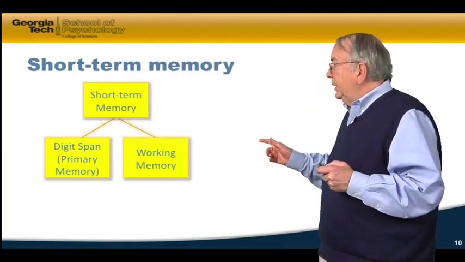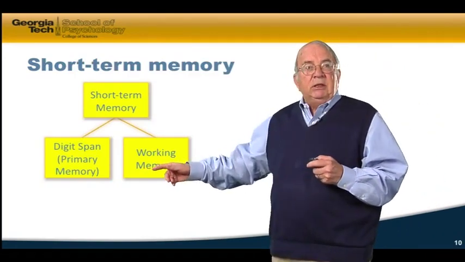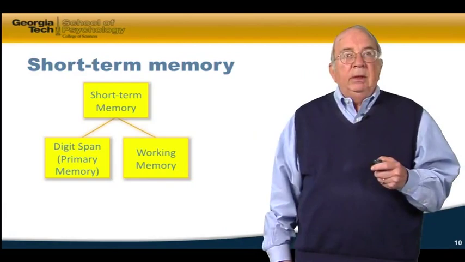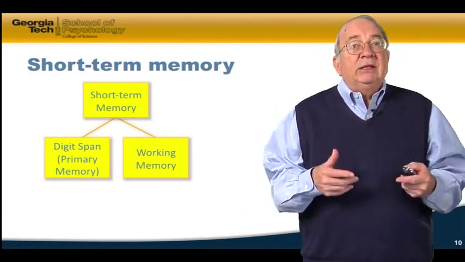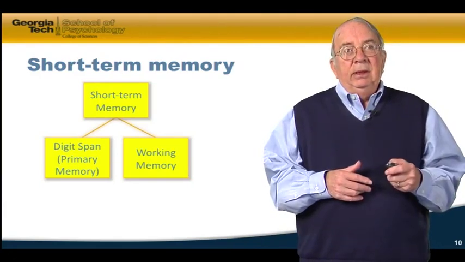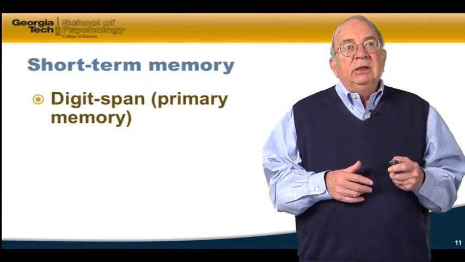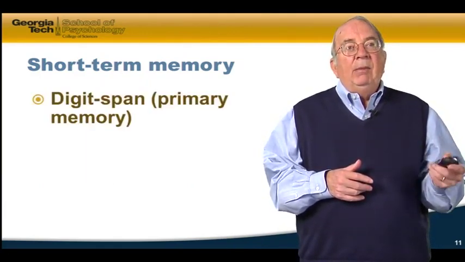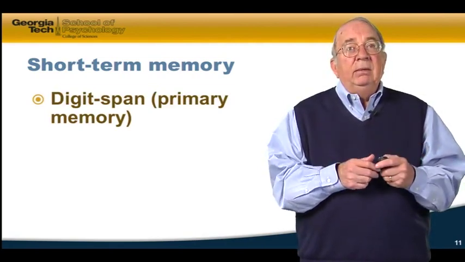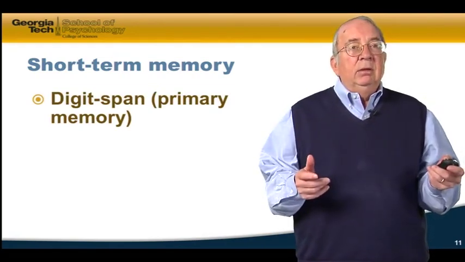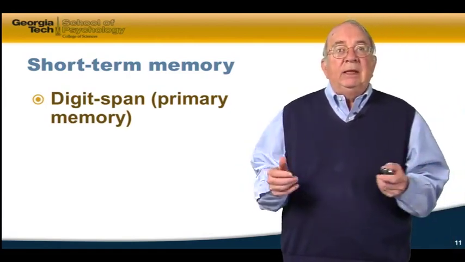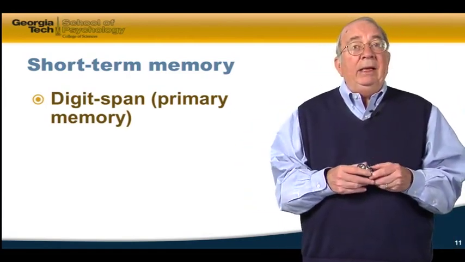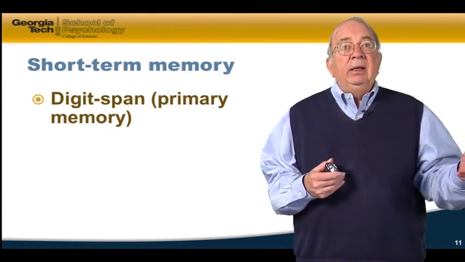Now, short-term memory, we said, can be distinguished between digit span and working memory. And working memory is how much you can keep in mind while you're processing information. The way that's studied, primary memory is usually studied by digit span. I call out a list of numbers, and you report them back in order. For example, I say 218, and you would say 218.